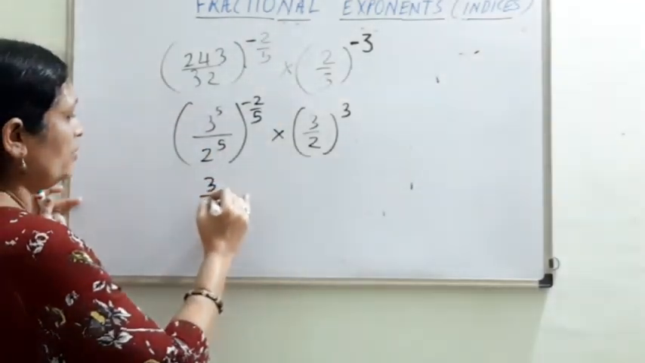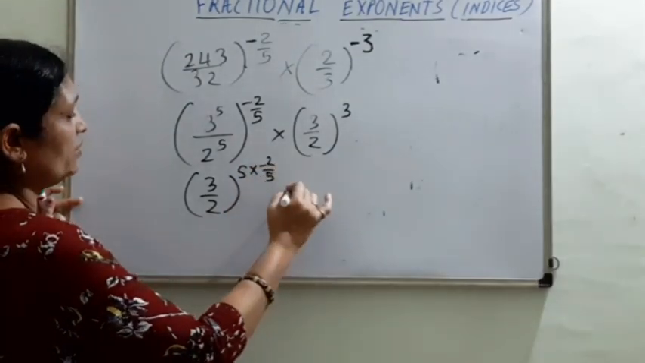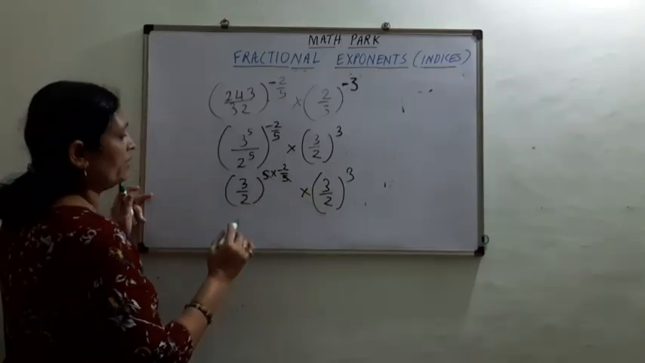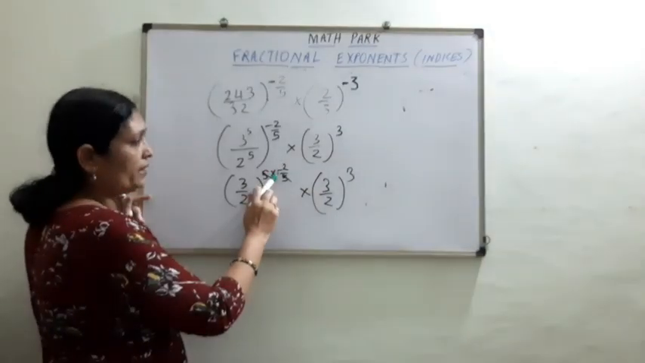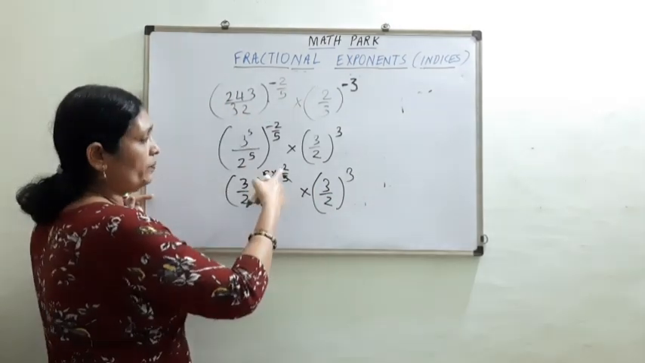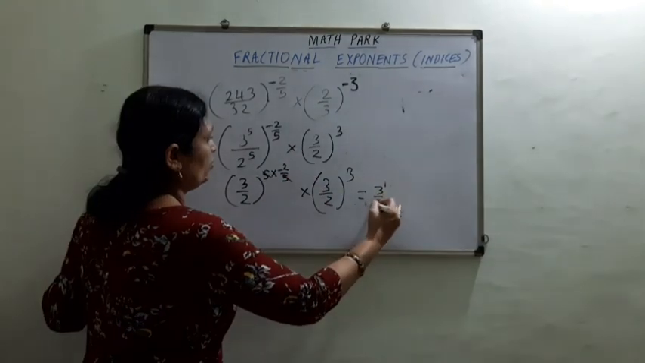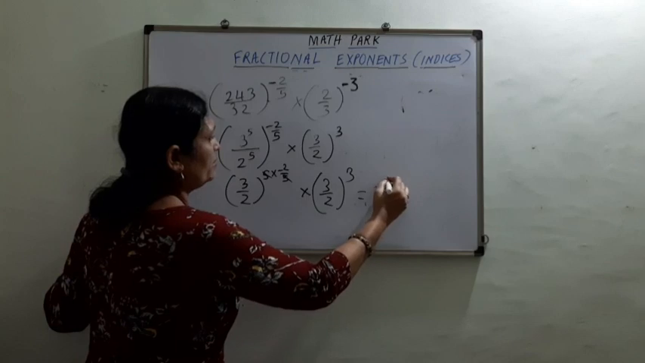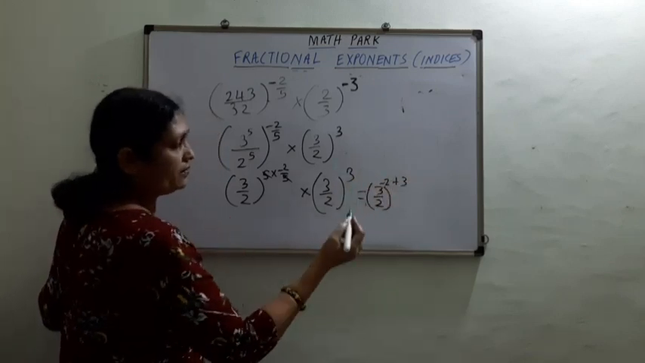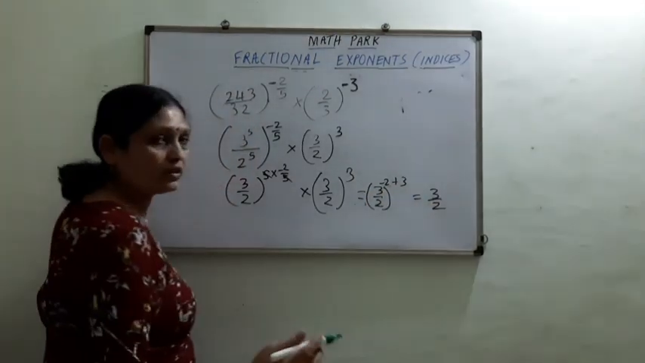So this becomes 3 by 2 raised to 5 into minus 2 by 5 and into 3 by 2 raised to 3. Now this when we simplify, I am getting 3 by 2 to the power minus 2 and 3 by 2 to the power 3. The first law of exponent, a raised to m into a raised to n is equal to a raised to m plus n. So we get 3 upon 2 raised to minus 2 plus 3. The base we write once and we add the powers. Minus 2 plus 3 is 1. So we get final answer as 3 by 2 raised to 1 or 3 by 2.